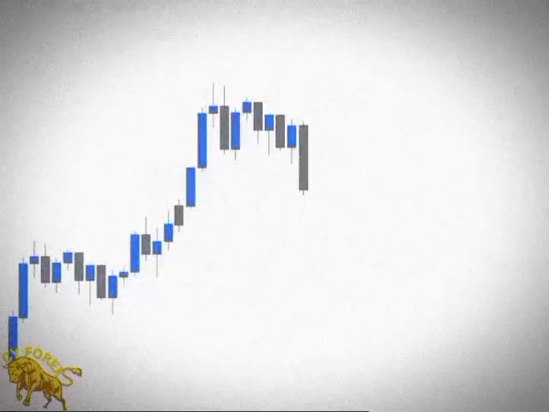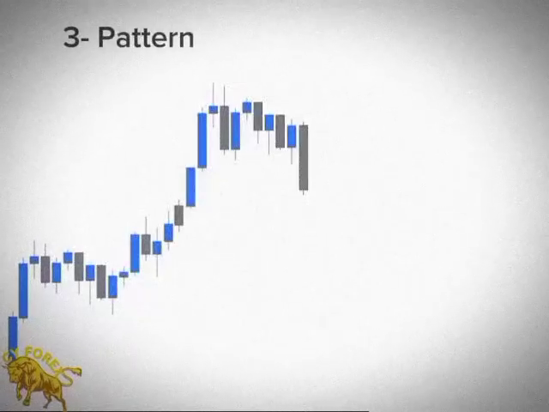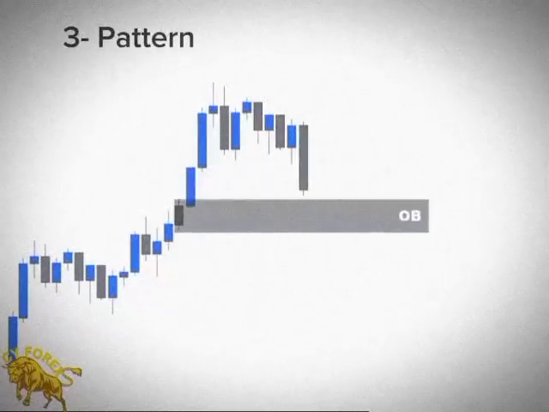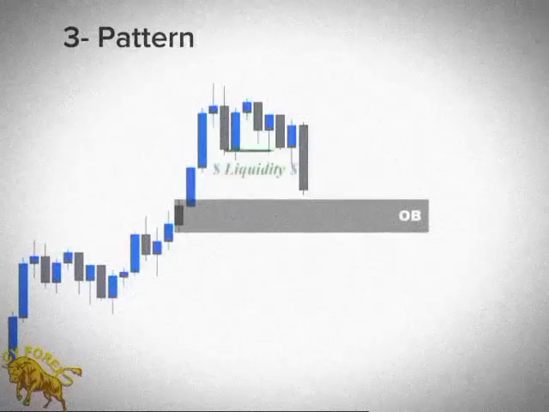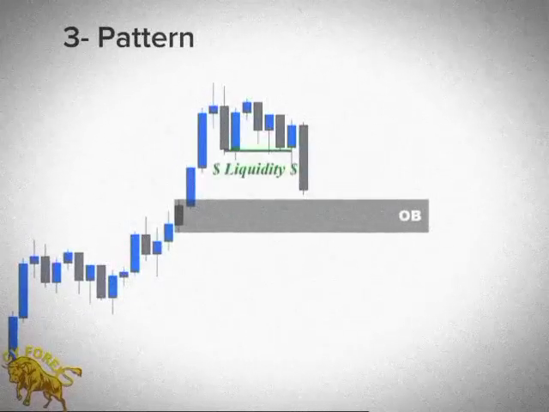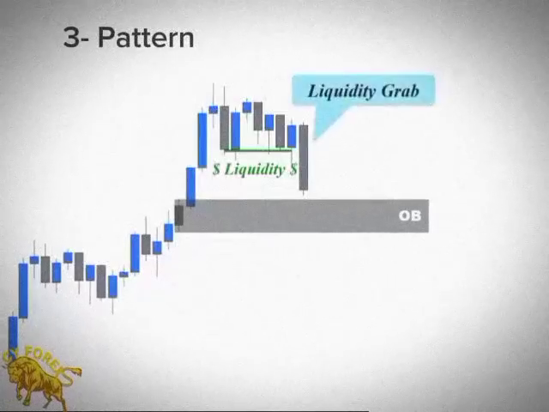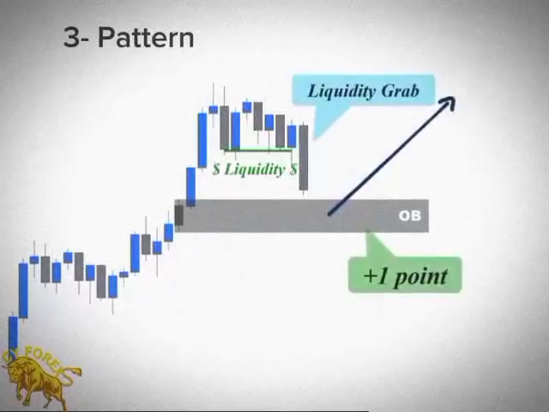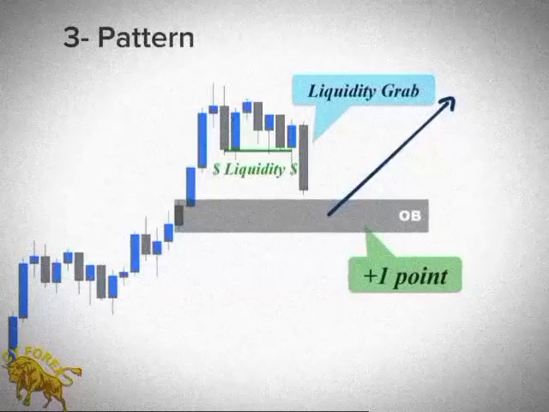The third pattern is similar to the second one. Imagine we have an order block in front of the market. As the price approaches this level, it creates support, which retail traders put their stop loss under. Hence, there is a higher chance for the price to grab the liquidity under the equal lows and continue moving to the upside when it reaches the order block zone.